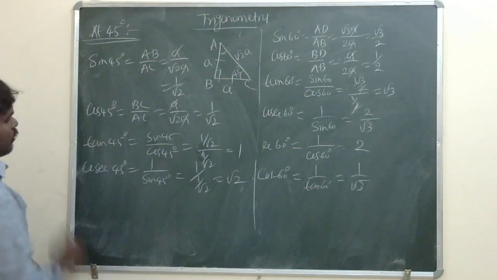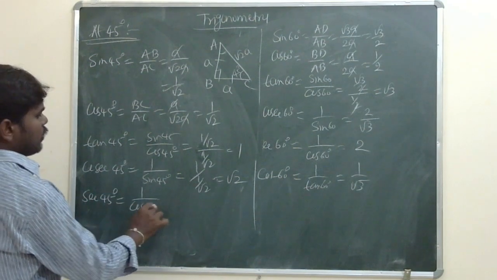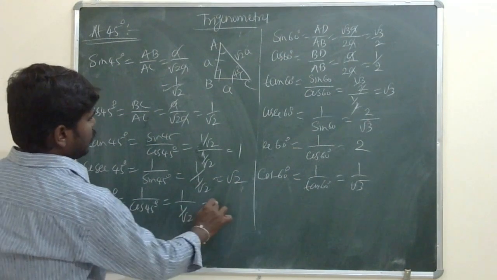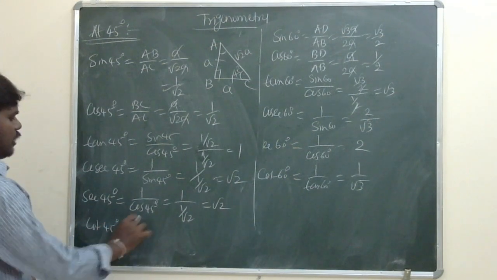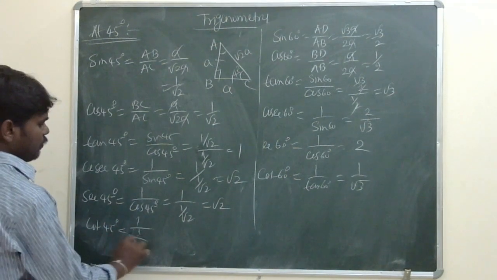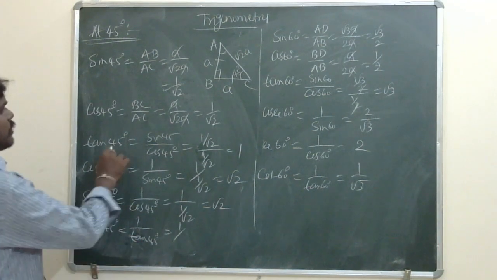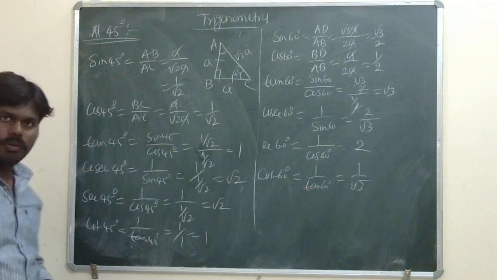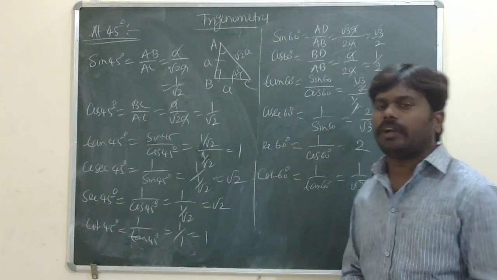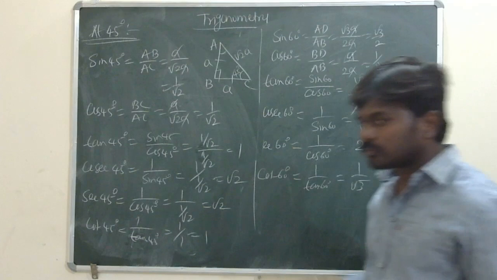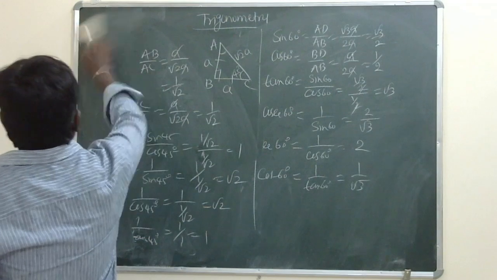Next secant 45 is nothing but 1 by cos 45. So here 1 by 1 by root 2, that is nothing but root 2. And next cot 45 degrees. So cot 45 is nothing but 1 by tan 45. So here 1 by tan 45, tan 45 is 1, so here 1. Okay, so cot 45 value is equal to 1. So these are the trigonometric ratio values at 45. So next we will see at 0 and also 90. Okay, so we will see now.